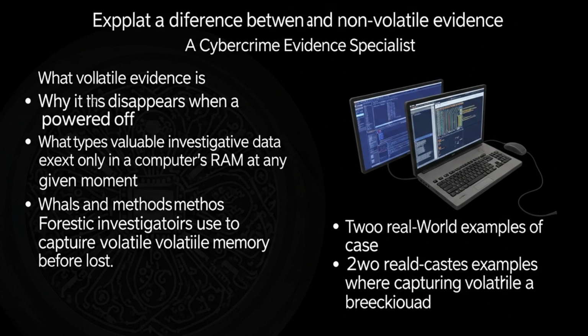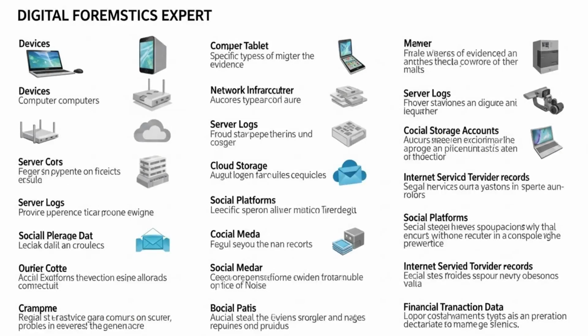This is why the moment you identify a potential source of evidence, a computer, a smartphone, a server, a router, your absolute first priority is to preserve that evidence exactly as it is, without changing it in any way. In professional digital forensics, we follow a principle called forensic imaging, which means creating an exact bit-for-bit copy of a storage device before we examine it. This ensures that the original evidence remains untouched, while investigators work only on the copy.